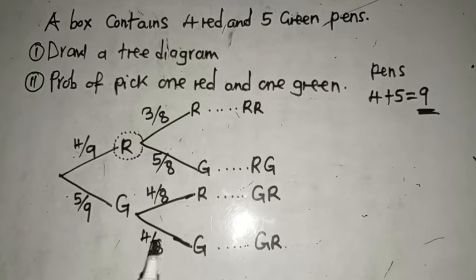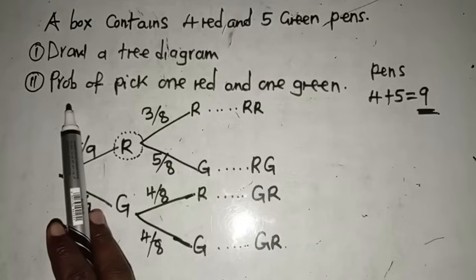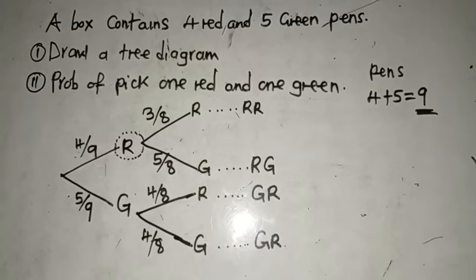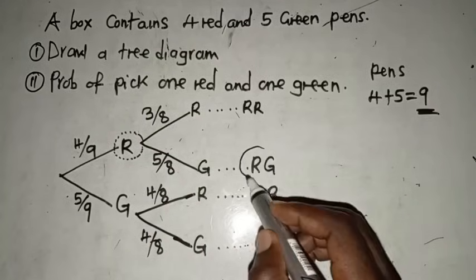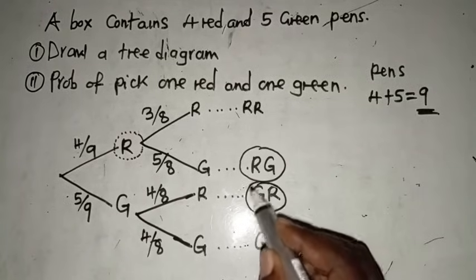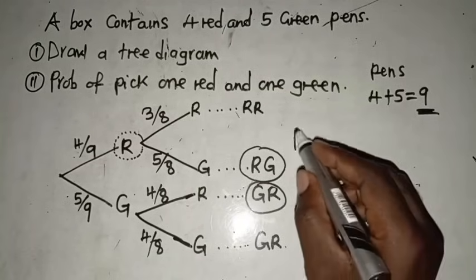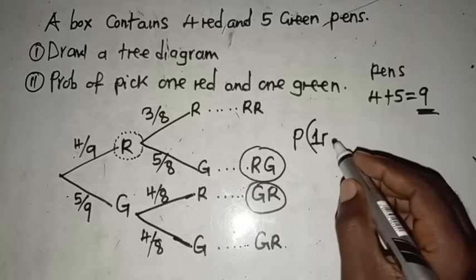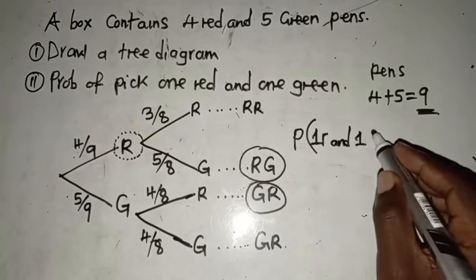We now move on to B. This is question 2, where we were told to find the probability of picking one red and one green. Where are we having one red and one green? It is here we've got one red, one green. Even here we've got one red and one green. So meaning that we want the probability of one red and the probability of one green.